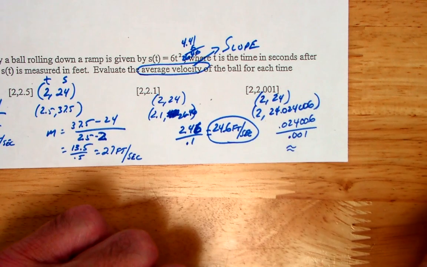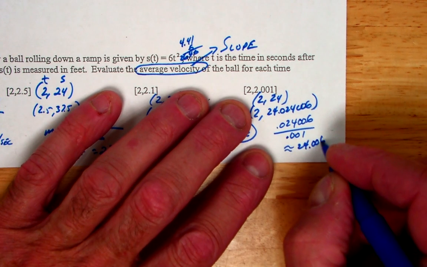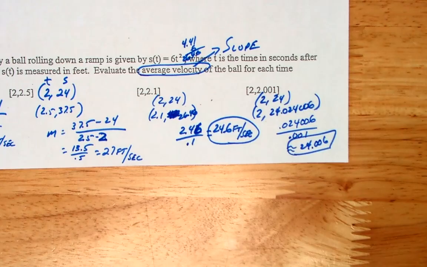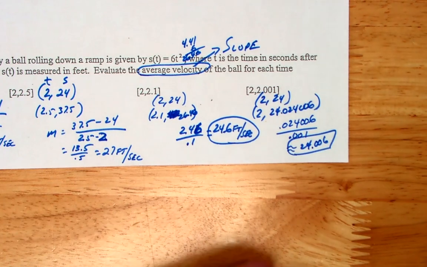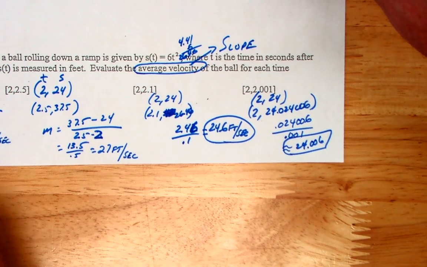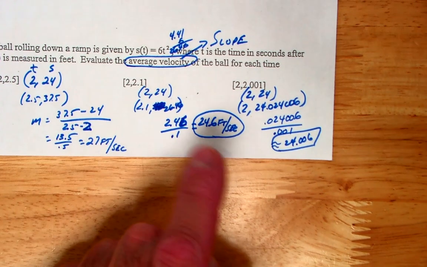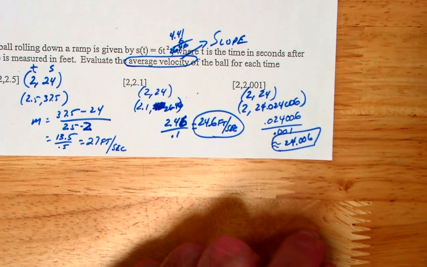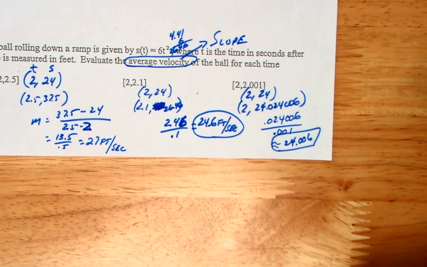Did you get something basically right at 24? Yeah. 24.006. You don't realize it, but we're sneaking a calculus idea in on you. Average speed from 2 to 3 seconds was 30. Average speed from 2 to 2.5 was 27. Average speed from 2 to 2.1 was 24.6. Average speed over that thousandth of a second, 24.006 feet per second. What do you think its instantaneous velocity was at 2 seconds? 24 feet per second in this case.